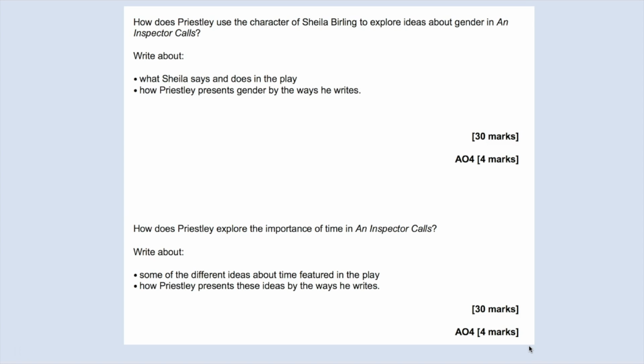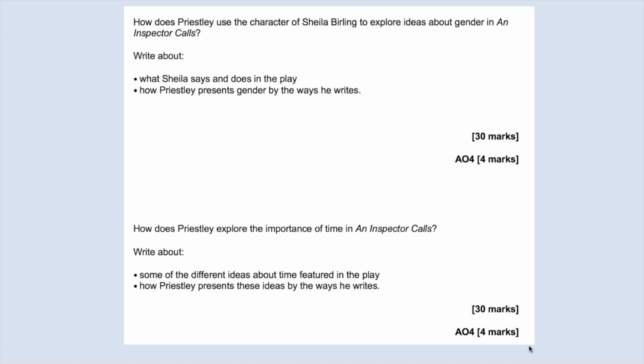Now it's human nature to have a gut reaction to the questions. Let me show you what I mean. Let's look at these 2. How does Priestley use the character of Sheila Birling to explore ideas about gender in An Inspector Calls? How does Priestley explore the importance of time in An Inspector Calls?